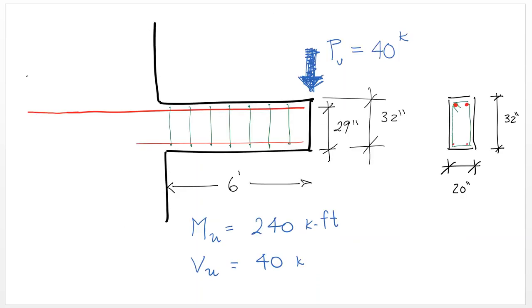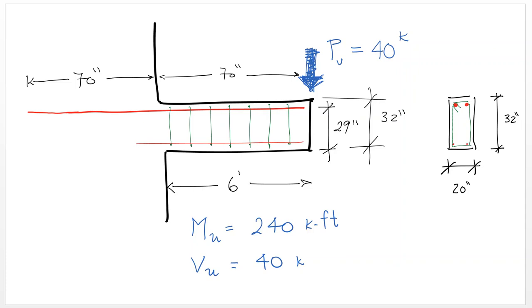which means that we need to provide 70 inches of straight bar development inside the wall and 70 inches on the cantilever side. Thankfully, the cantilever is 72 inches in length, so that works out just fine. And so this would be an example of anchoring a straight bar for a beam subject to moment and shear like shown here.